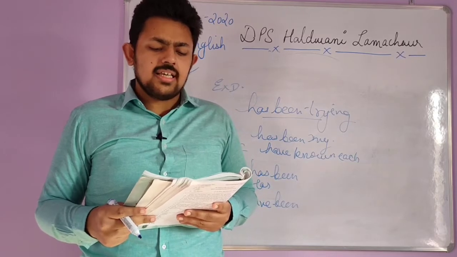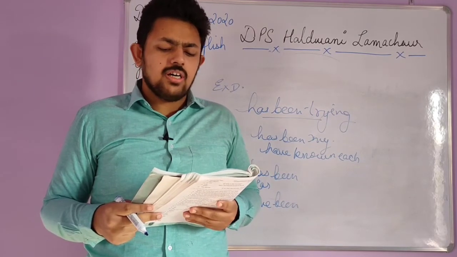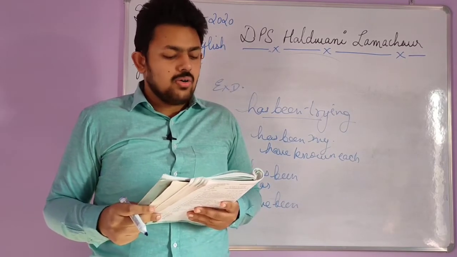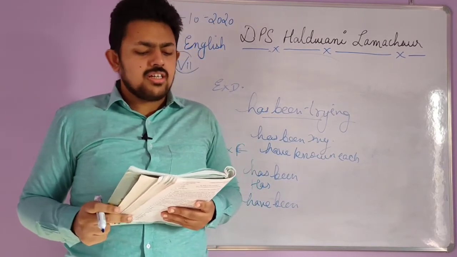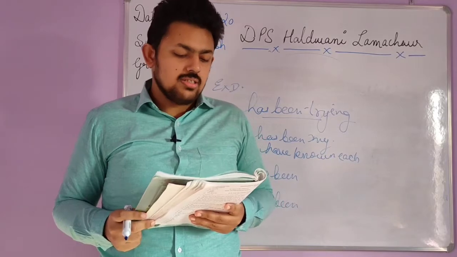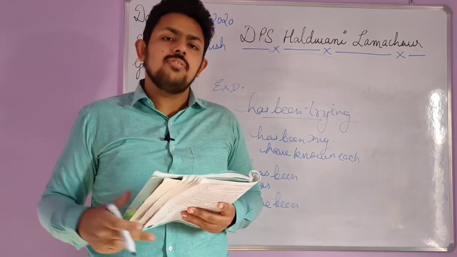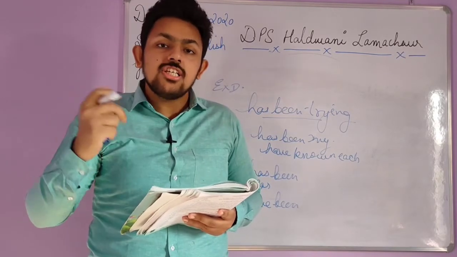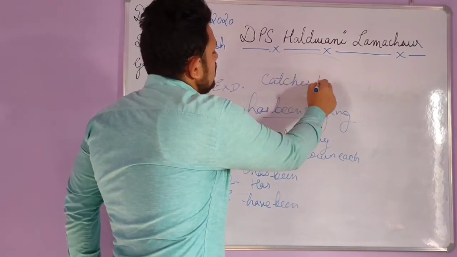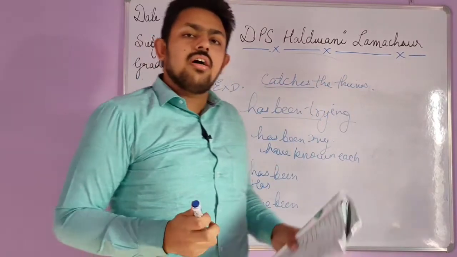Transform the following sentences as directed in the brackets and write them in the given space. Rachna does not play with other girls. Past indefinite. Indefinite means the simple form, simple present, simple past. Rachna did not play with other girls. The police caught the thieves. Simple present tense: the police catches the thieves, because police.